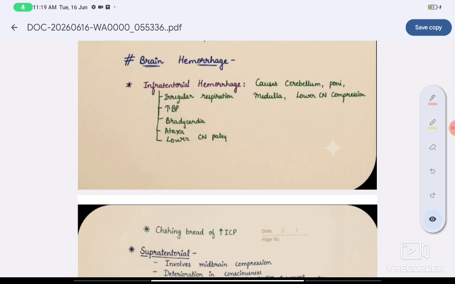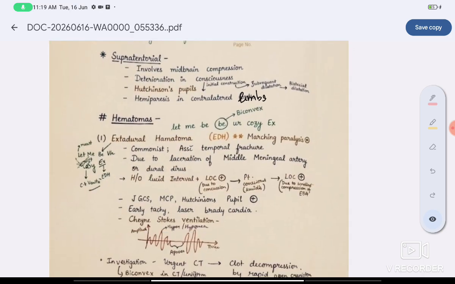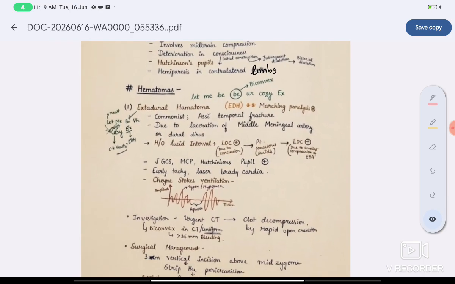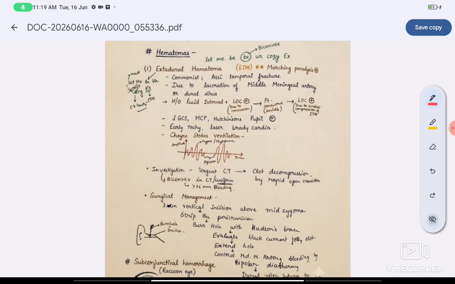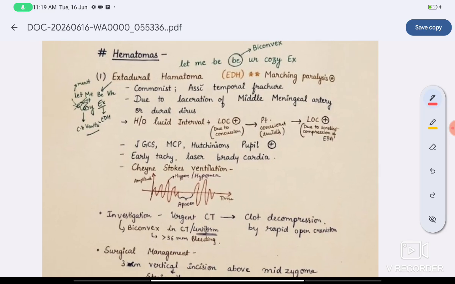Brain hemorrhage. You don't need to learn about infratentorial hemorrhage as such. We will directly move to the hematomas. Hematomas are very important. So the first hematoma is the extradural hematoma, as the name suggests. If this is the cranial cavity, this is the bone. Again, this is the pericranium. This is the dura. Then there is a hematoma here.